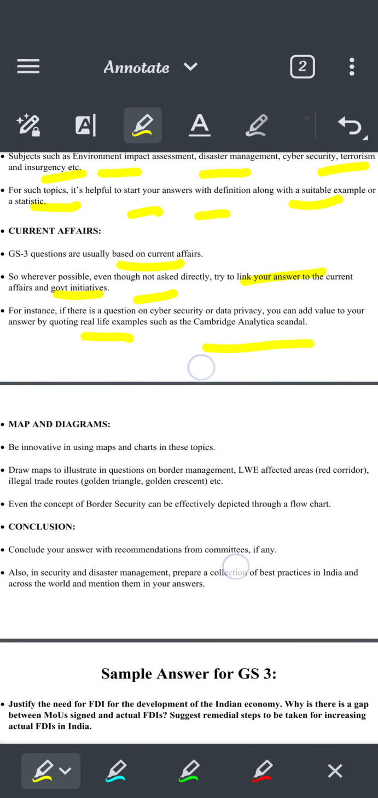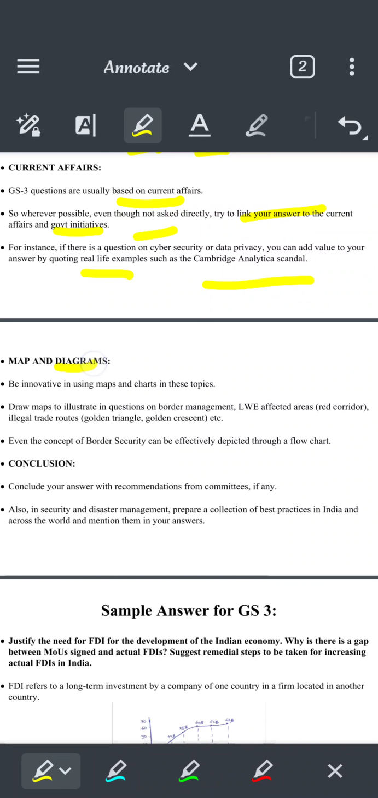Okay. So maps and diagrams usage. Be innovative in using maps and charts in these topics. Draw maps to illustrate in questions on border management, left wing extremism affected areas, red corridor, illegal trade routes, golden triangle, golden crescent, etc. Even the concept of border security can be effectively depicted through a flowchart.